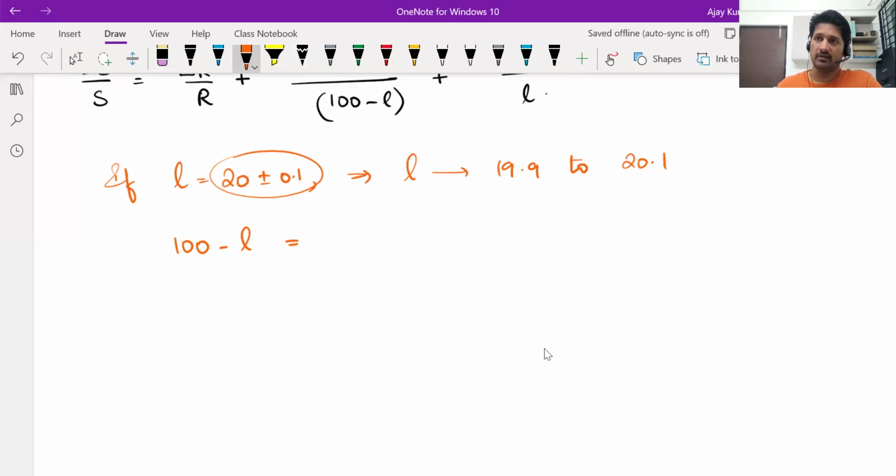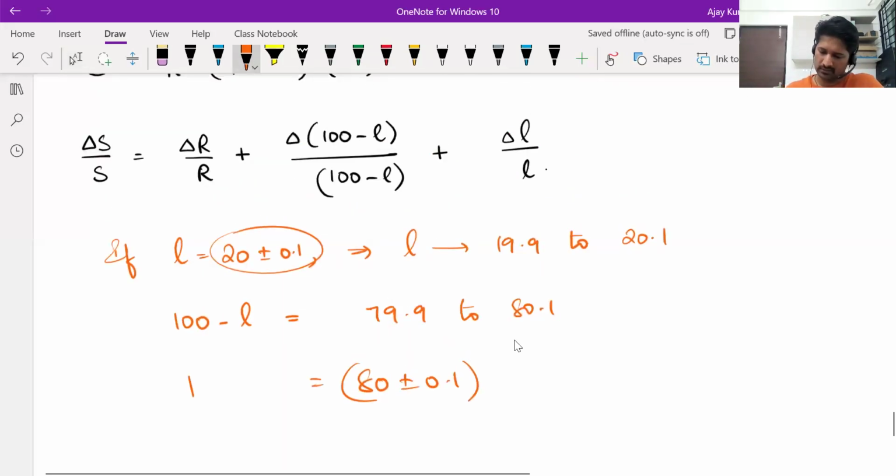100 minus 19.9 becomes 80.1. And 100 minus 20.1 becomes 79.9. So this value ranges from 79.9 to 80.1. You write that as 80 plus or minus 0.1. That's all.